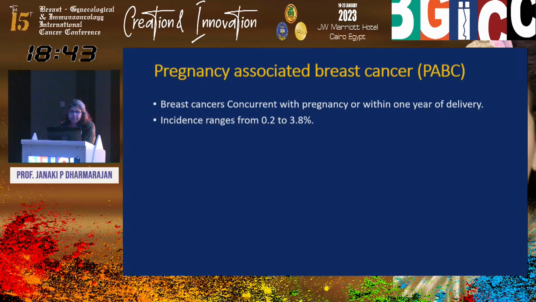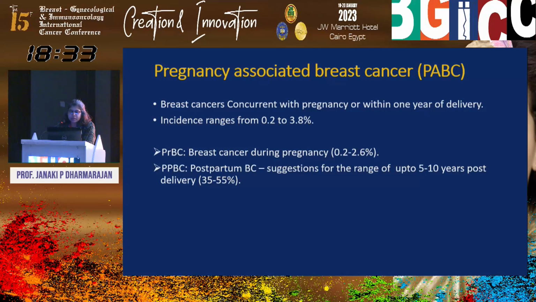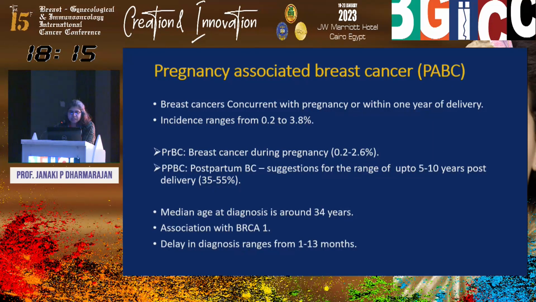But a few recent studies have shown that it has to be further subdivided, with breast cancer that occurs during pregnancy, and postpartum breast cancer, with suggestions that range from 5 to 10 years post-delivery. Almost 35 to 55% of breast cancers occur within 10 years of delivery, so a separate classification has to be made. The median age at diagnosis is around 34 years, and there is always some association with BRCA1 mutation. The delay in diagnosis ranges from 1 to 13 months in case of pregnancy and lactation.